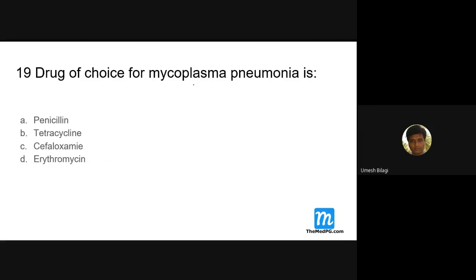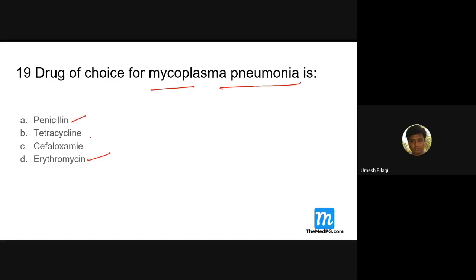Drug of choice for Mycoplasma pneumonia. Tetracycline, erythromycin. Sir, actually it's azithromycin. Yeah, but it is not among the choices. So erythromycin maybe, sir. Yeah, we can take up erythromycin here.